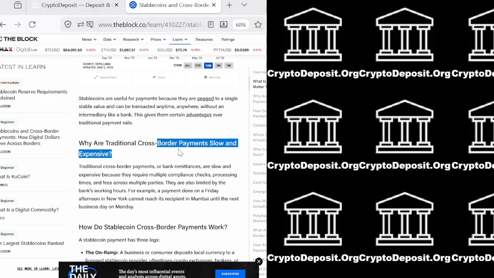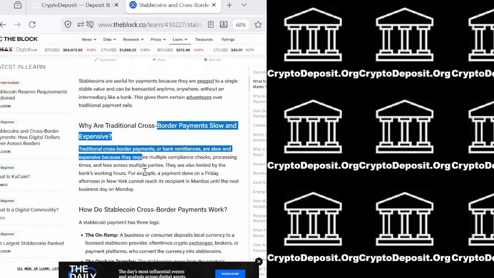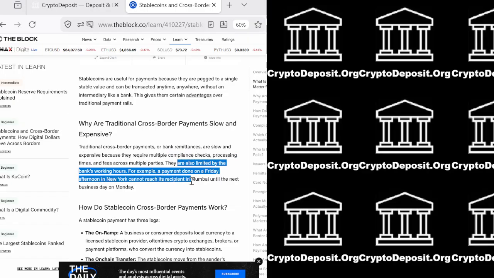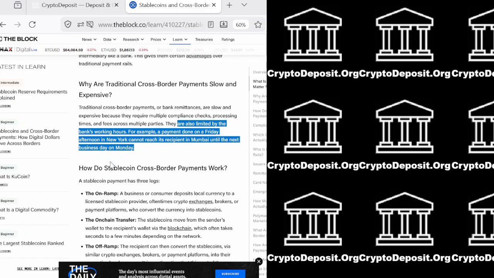Why are traditional cross-border payments slow and expensive? Traditional cross-border payments or bank remittances are slow and expensive because they require multiple compliance checks, processing times, and fees across multiple parties. They are also limited by the bank's working hours. For example, a payment done on a Friday afternoon in New York cannot reach its recipient in Mumbai until the next business day on Monday.